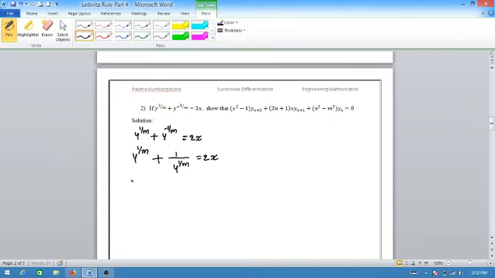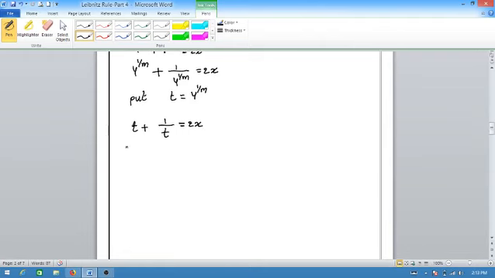So now what I will do is put t is equal to y raised to 1 by m. So we will get t plus 1 divided by t is equal to 2x. So simplify this one. Take the LCM, you will get t square plus 1. So cross multiply, you will get 2x into t, right?